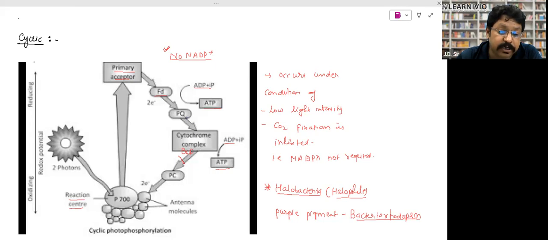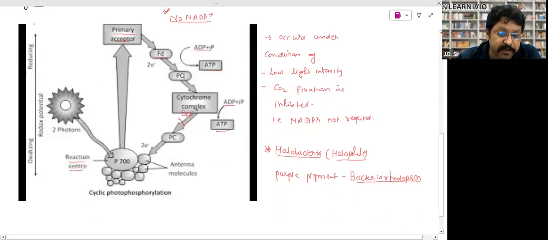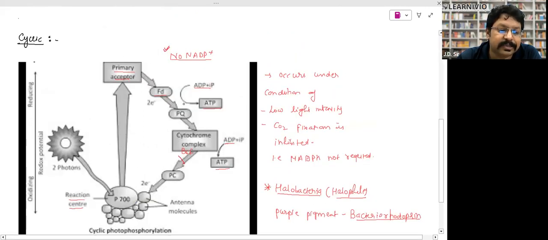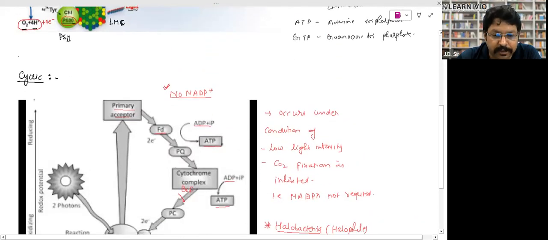From ferredoxin, the electron will come to cytochrome complex b6f. Again, the energy will be produced. Again, the electron will come back to plastocyanin and will again come back to P700, from where it started the journey. This is the cyclical reaction. That's why it is called cyclic photophosphorylation.